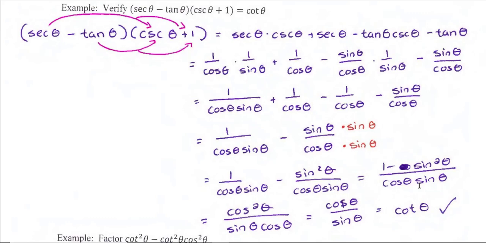What is 1 minus sine squared? That Pythagorean identity, it tells us it's cosine squared. And then this 1 cosine is going to cancel with one of these cosines, and I'm left with cosine of theta over sine of theta, which is cotangent of theta, which is what it was supposed to be. So I get this nice little check mark here.